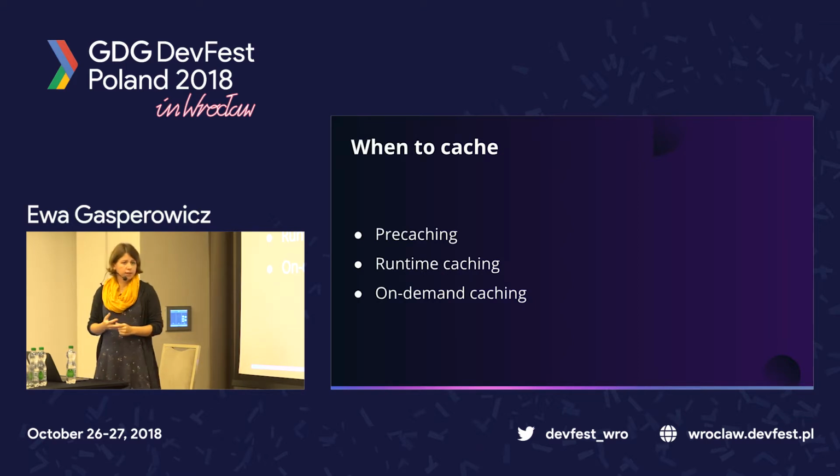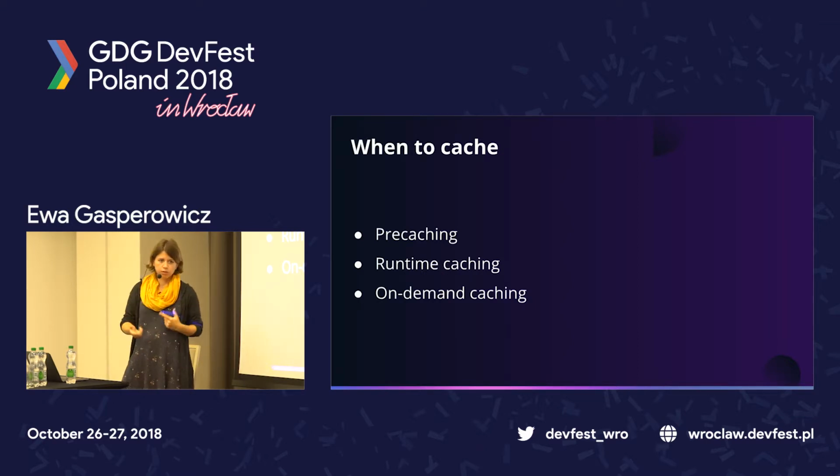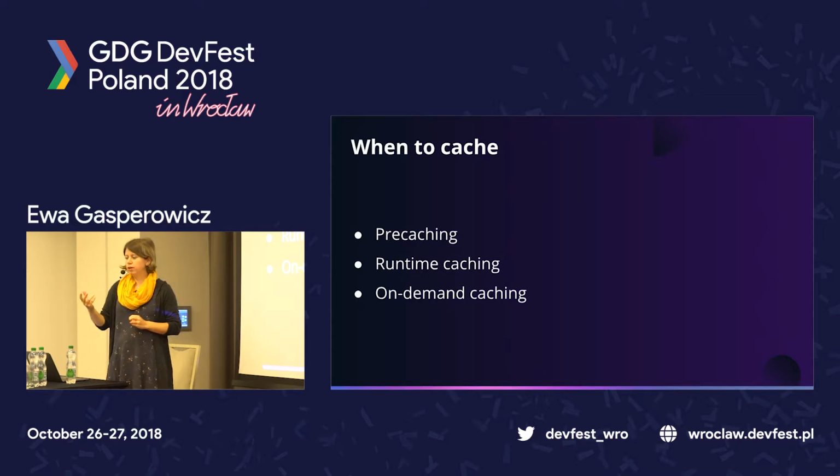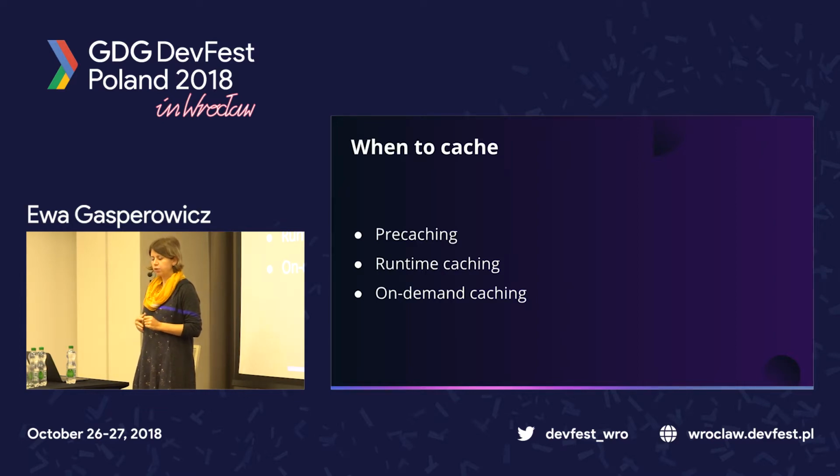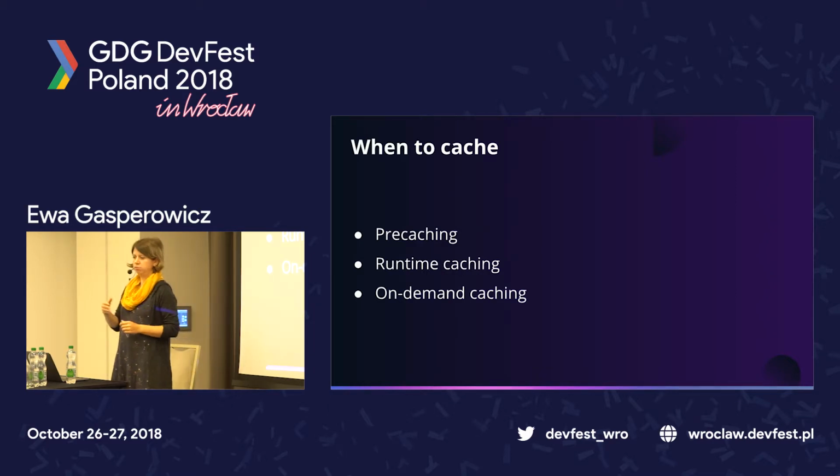Runtime caching means while your user is using your app, you can download more resources and cache them during the runtime of your app. And then caching on demand is similar to runtime, but with this difference that here the user explicitly asks you, like, please save this for me for later, for offline. For example, because they want to read an article later on when they have low connectivity.